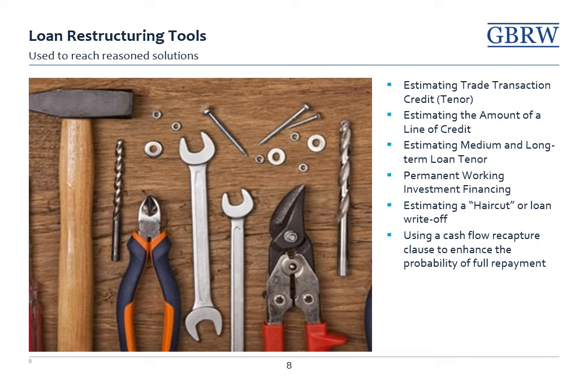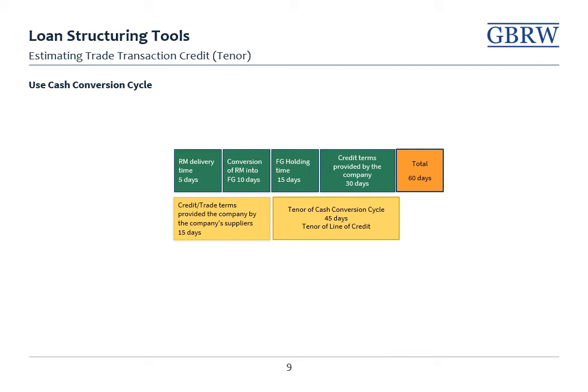For an example, we discuss approaches for estimating the tenor of a trade transaction, calculating the amount of a line of credit, estimating medium and long-term loan tenors, financing permanent working investment, calculating a haircut or loan write-offs, and using a cash recapture clause to enhance the probability of full repayment. When estimating the tenor of a trade transaction, we encourage our participants to use the cash conversion cycle concept to ensure adequate but not excessive financing is provided.